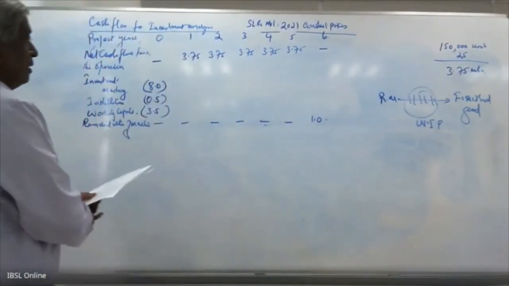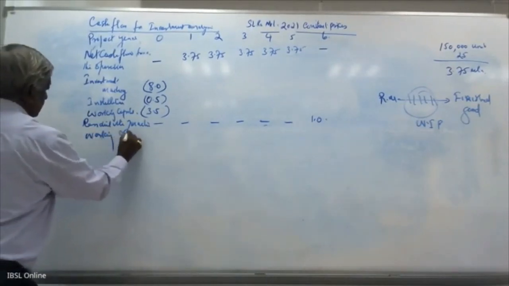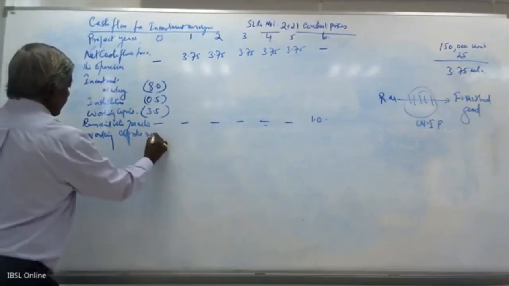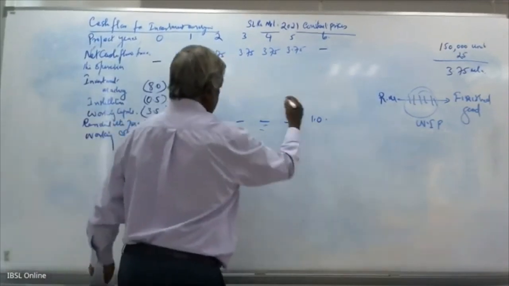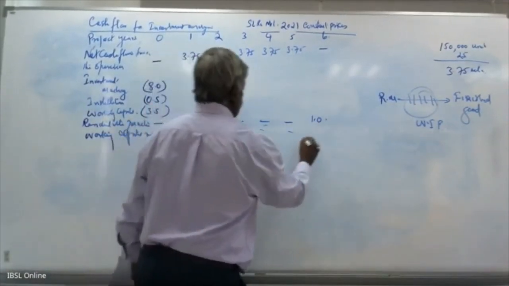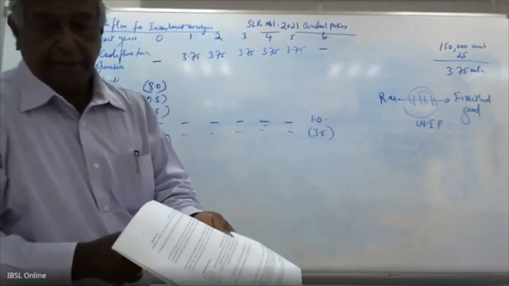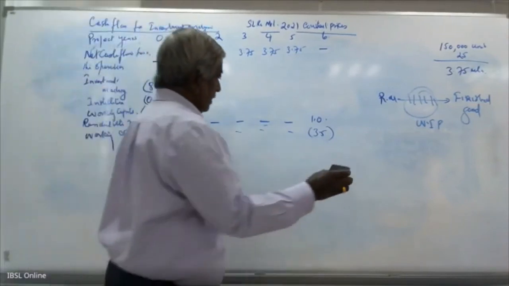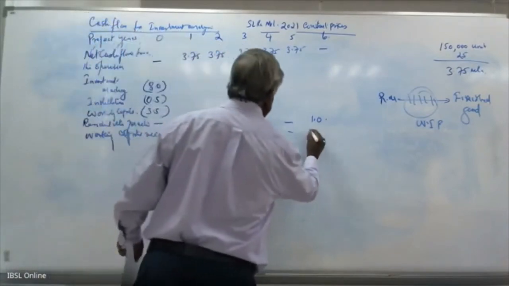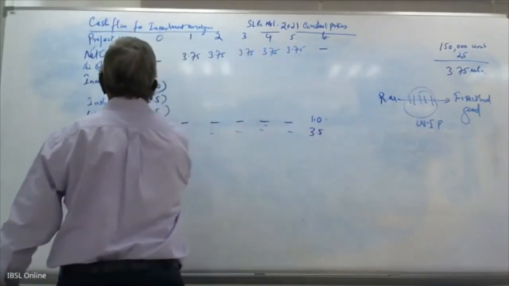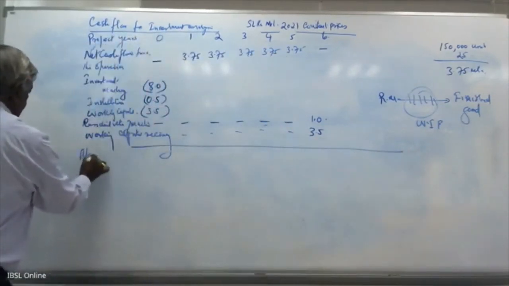In year one, working capital recovery. That also. How much? What you have invested, you are getting 3.5. We are working on constant prices. Now, net flow for the operation, net flow for the investment analysis.